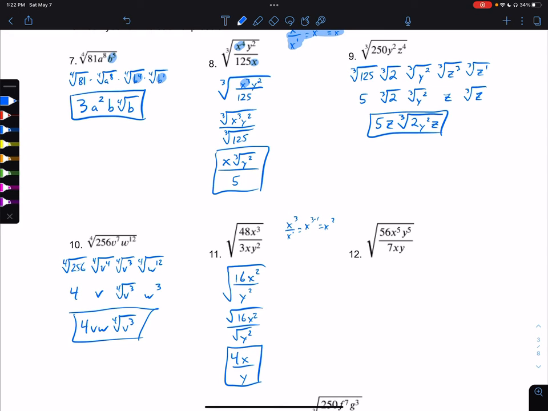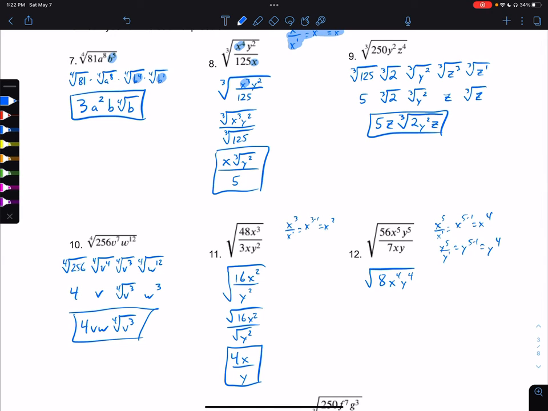All right, number 12, another fraction. Reduce it. So 56 over 7 is 8. We have x to the 5th over x. So 5 minus 1, that's going to be x to the 4th. And you'll have the same thing for the y values. So we have y to the 5th over y to the 1st, so it's 5 minus 1, and that's just 4.